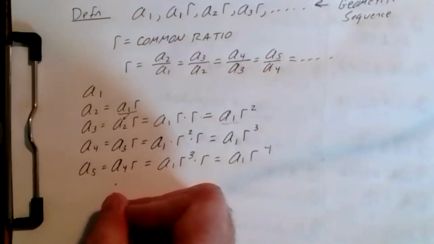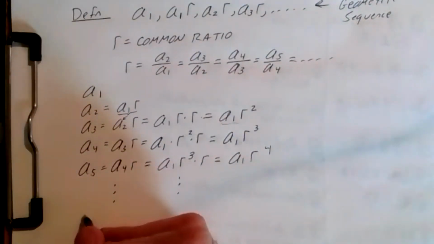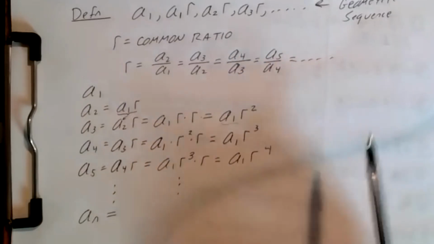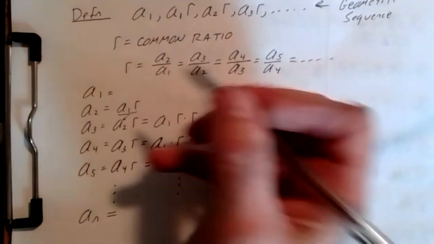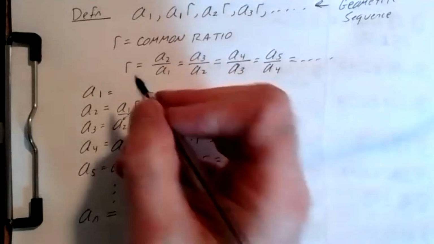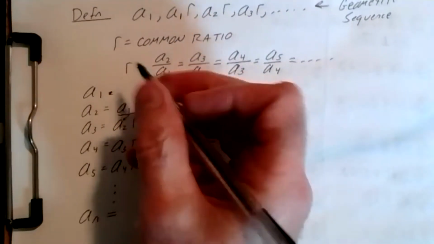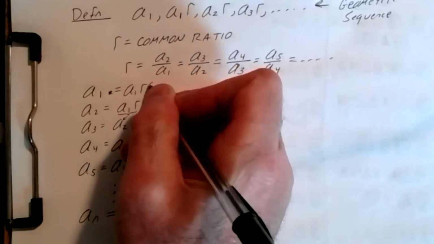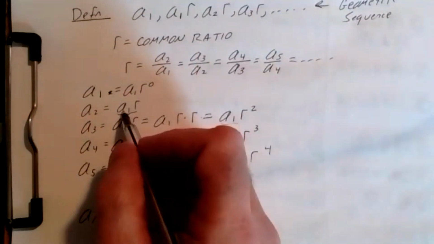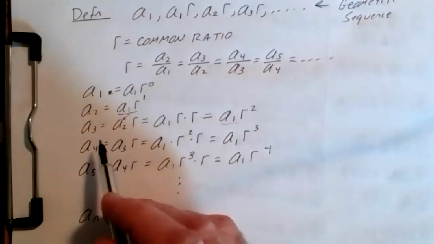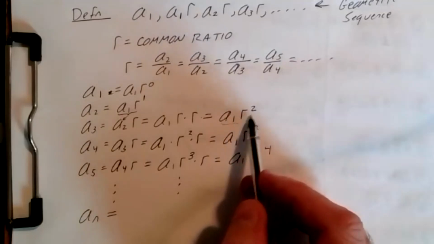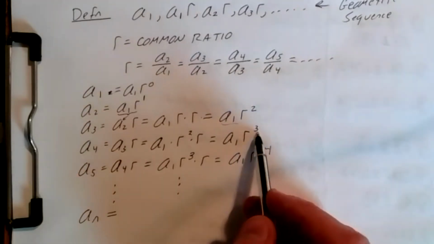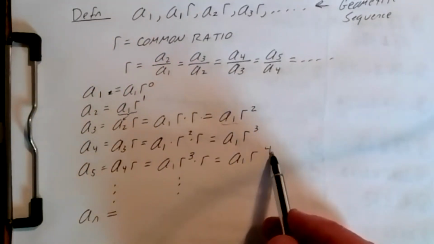Ladies and gentlemen, do you see any pattern here? In general, what can I call my nth term of my geometric sequence? Anybody see a pattern? Well, let me draw your attention to this pattern here. Notice we start off with a sub 1, our first term, which is technically your first term times your common ratio to the 0th power. A sub 2 has the first term times the common ratio to the first power. The third term is the first term times the common ratio to the second power. The fourth term is the first term times the common ratio to the third power. The fifth term is the first term times the common ratio to the fourth power.